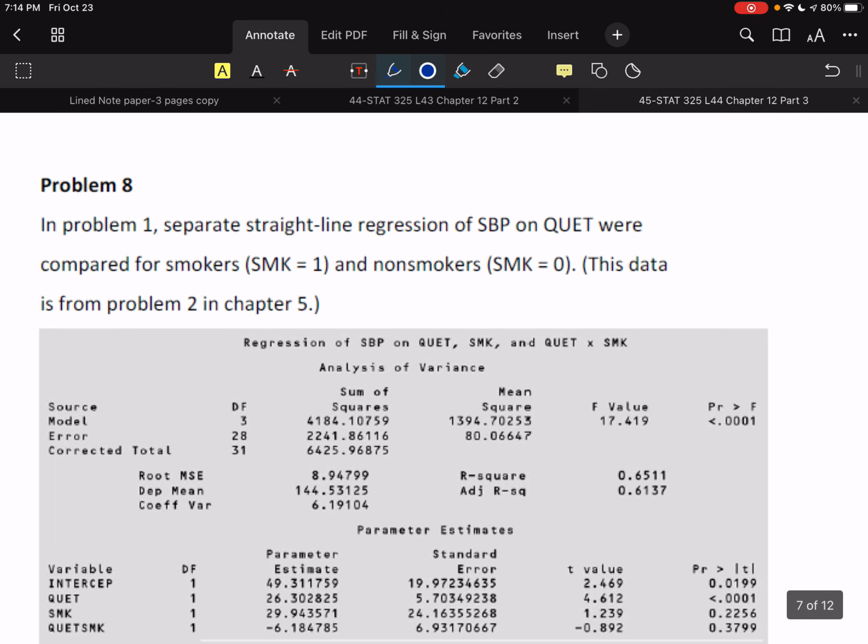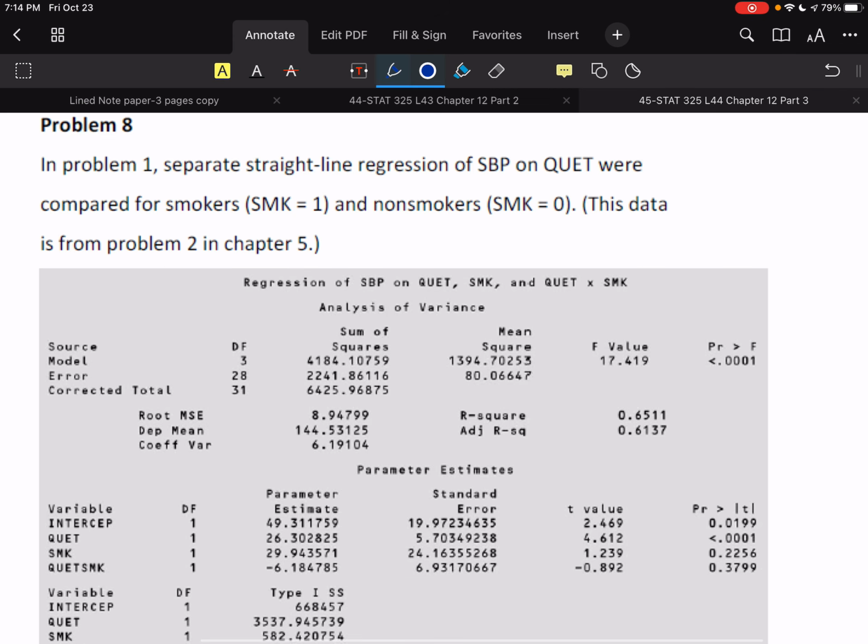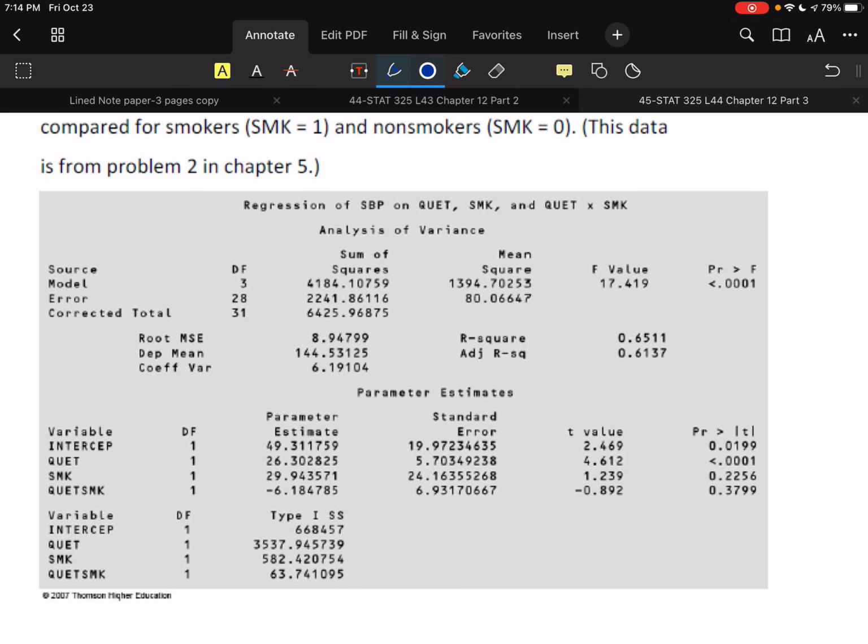Now let's do problem 8. It says in problem 1, separate straight line regressions of SBP on QIT were compared for smokers and non-smokers. Smoke equals 1 for smokers, smoke equals 0 for non-smokers. And this data is from problem 2 in chapter 5. And so we do see that we have the type 1 SS here, and this will be handy.